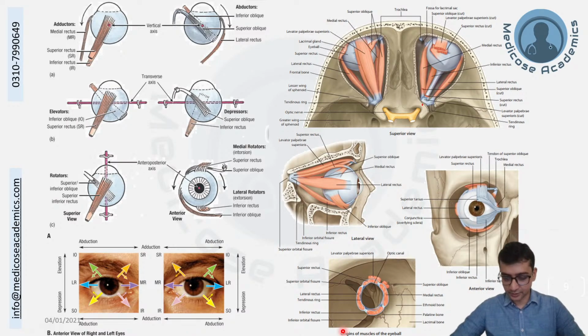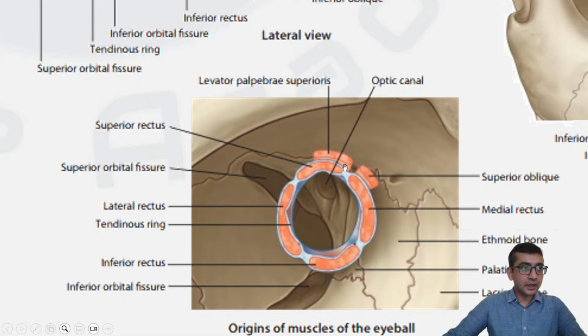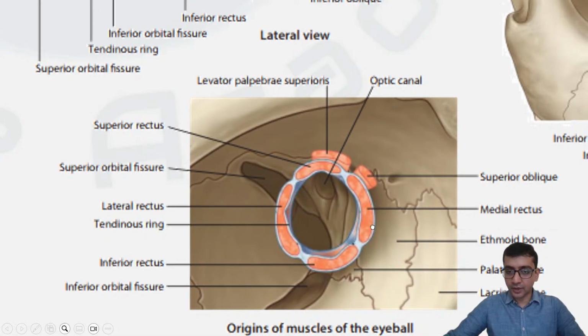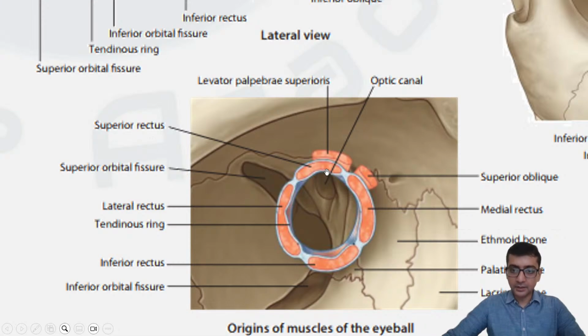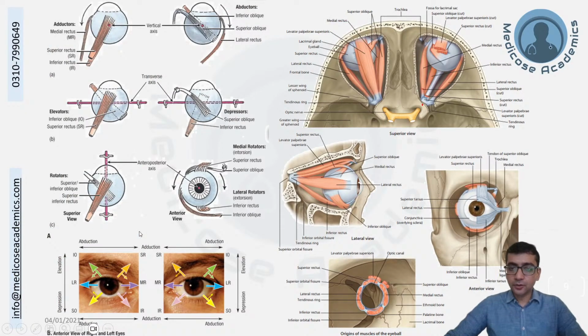Let's look at the recti first. All of the recti muscles, the superior, medial, lateral and inferior recti muscles, are originating from the apex of our pyramid in a ring. Here is the superior rectus, inferior rectus, lateral rectus, and medial rectus. This whole ring is called the tendinous ring of Zinn. Let's look at the attachment of these muscles. The superior rectus muscle originates from the superior aspect of the tendinous ring, and it goes anterolaterally and gets attached to the anterior half of the eyeball.